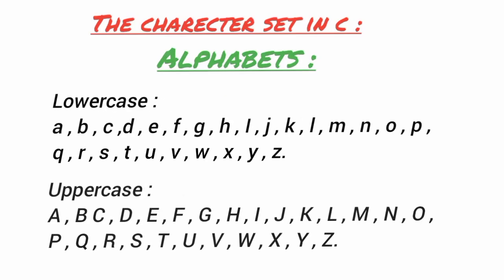And alphabets. Lowercase, or small letters: a, b, c, d, e, f, g, h, i, j, k, l, m, n, o, p, q, r, s, t, u, v, w, x, y, z. Uppercase, or large or capital letters: A, B, C, D, E, F, G, H, I, J, K, L, M, N, O, P, Q, R, S, T, U, V, W, X, Y, Z.